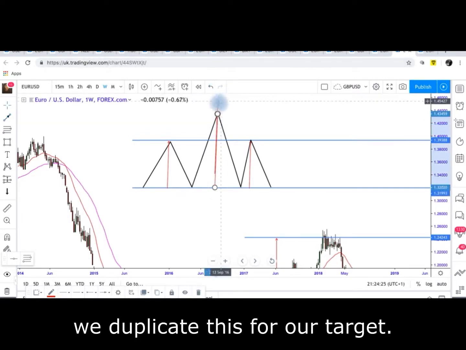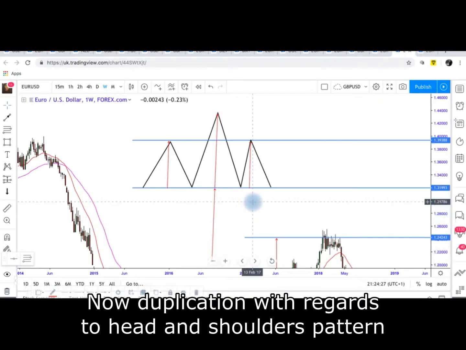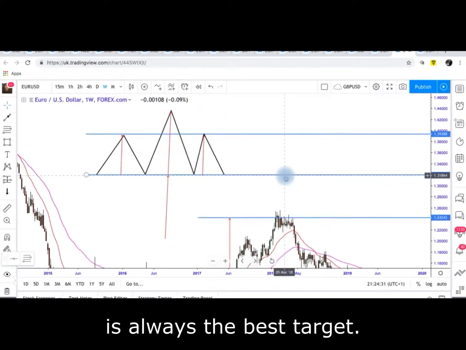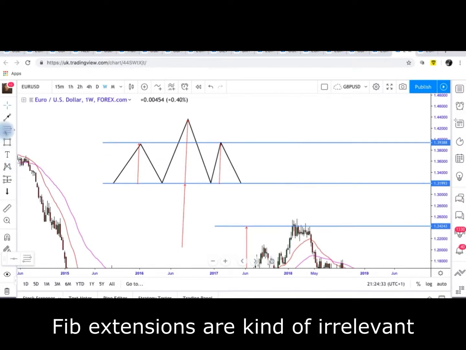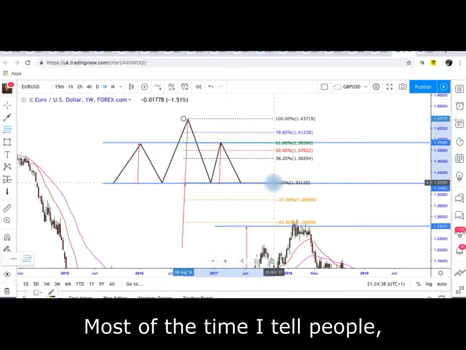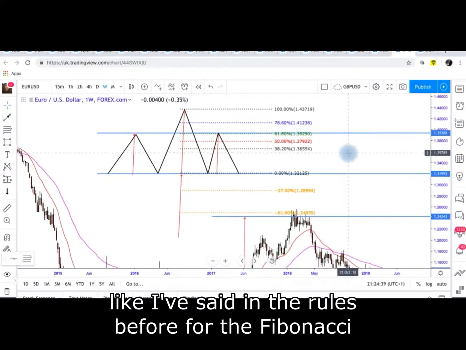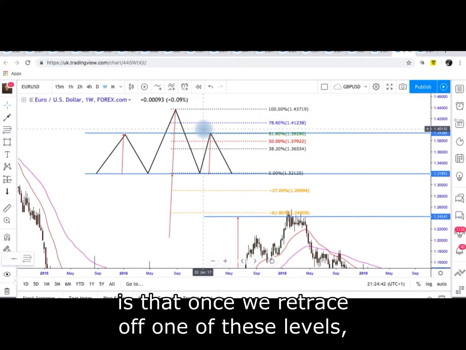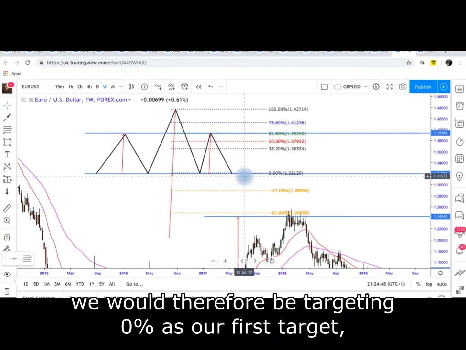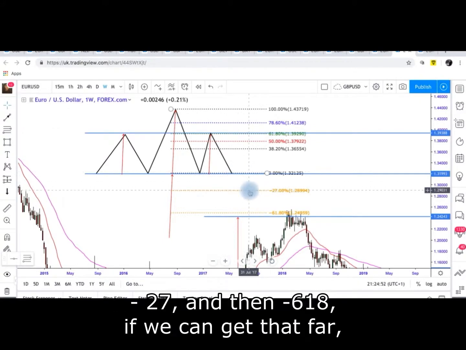We duplicate this for our target. Now, duplication with regards to a head and shoulders pattern is always the best target. Fib extensions are kind of irrelevant when it comes to head and shoulders patterns. Most of the time I tell people, like I've said in the rules before for the Fibonacci, that once we retrace off one of these levels, either the 786, the 618, the 50 or the 382, we would therefore be targeting 0% as our first target, minus 27, and then minus 618 if we can get that far.